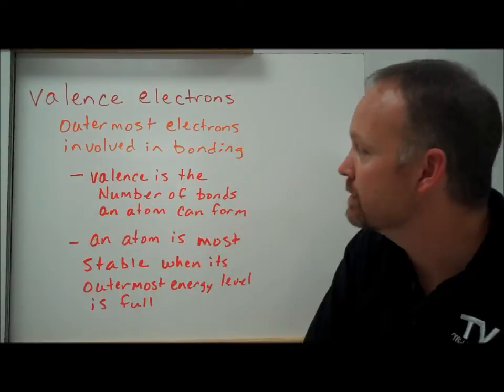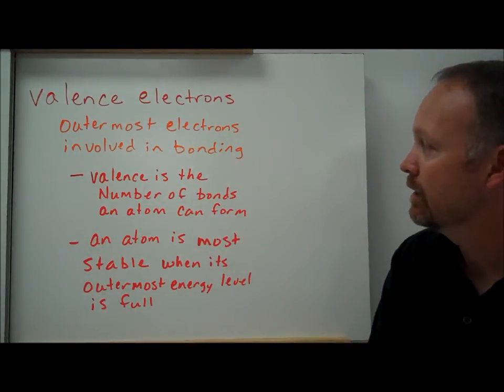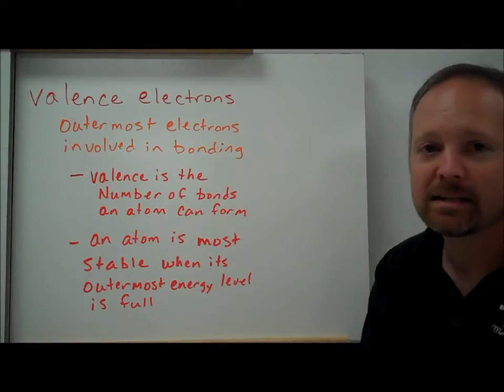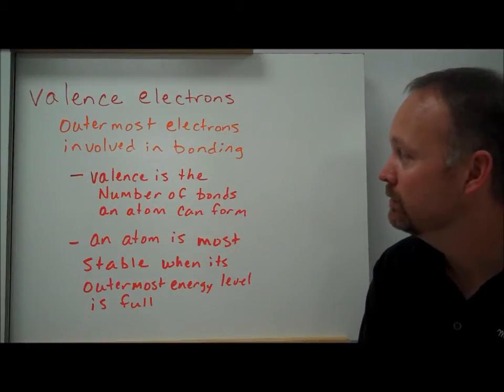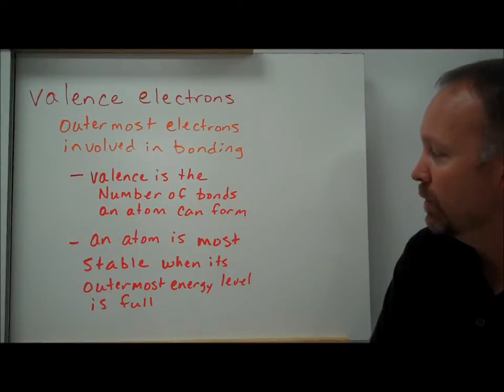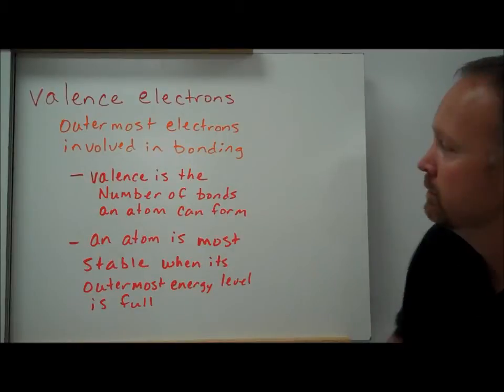The valence electrons. The valence electrons are the outermost electrons that are involved in bonding. That decides how they're going to mix with other atoms as well. The valence is the number of bonds an atom can form. An atom is most stable when its outermost energy level is full.